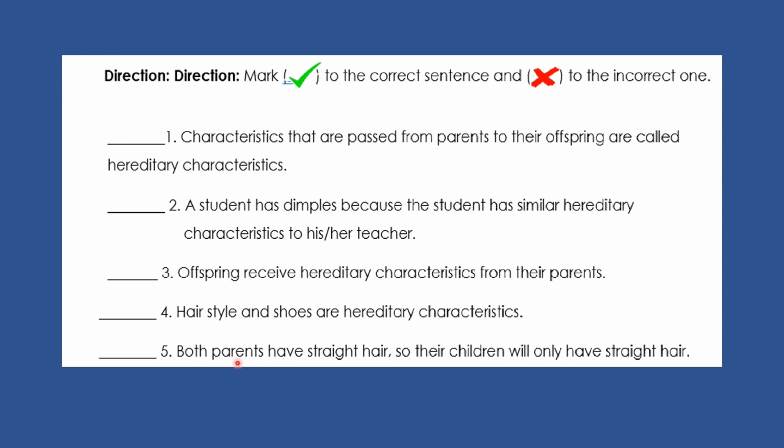Now, for number 5, both parents have straight hair, so their children will only have straight hair. Is this check or X? Yes or no? Let me remind you that offspring can also inherit some characteristics from their grandparents, not only from their parents, if you listened to our discussion.